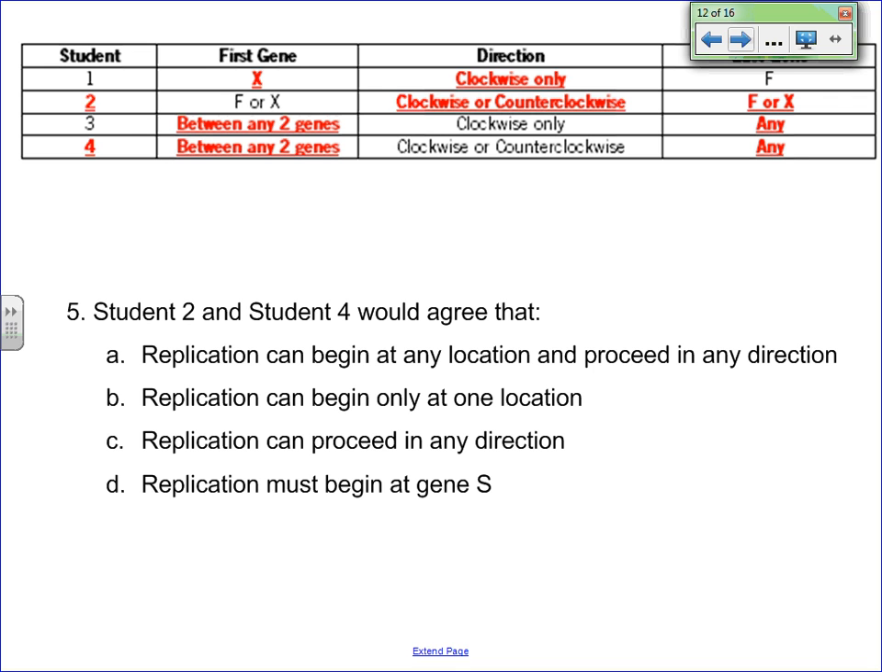Let's take a look at 5. Student 2 and student 4 would agree that, and you'll notice you have 2 different options. You have 3 of these cans, so those are the could categories. So that could happen, and 1 must category. All right. Which of these would student 2 and 4 both agree on? What do you think?